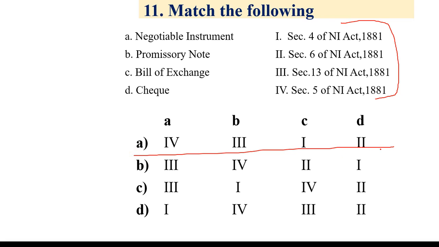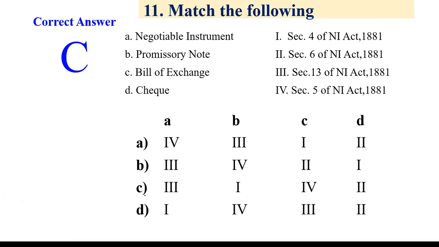This way go. This way identify. Now I'll share the answer with you. So the correct answer is option C. Okay. Option C is the correct answer. Negotiable instrument is defined under section 13 of the Act.